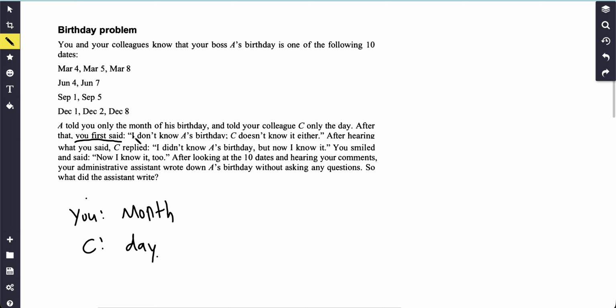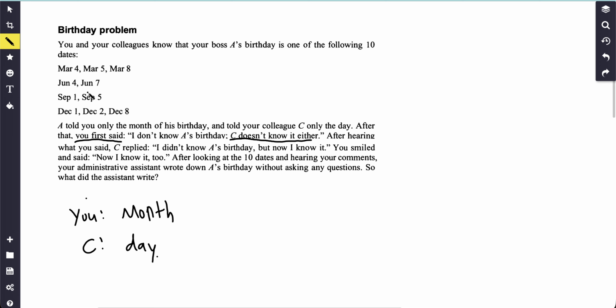Well, let's see. I don't know A's birthday, and you only know the month. Well, there's multiple dates per month. So this statement alone does not shrink the search space by any means. What about the second statement? C doesn't know it either. C is given the day, so that means the day that C was given had to have not been unique. Because if the day that C was given were unique, like 10, then he knows immediately that it has to fall on 10, and there's only one date that falls on 10, so it has to have been that date.